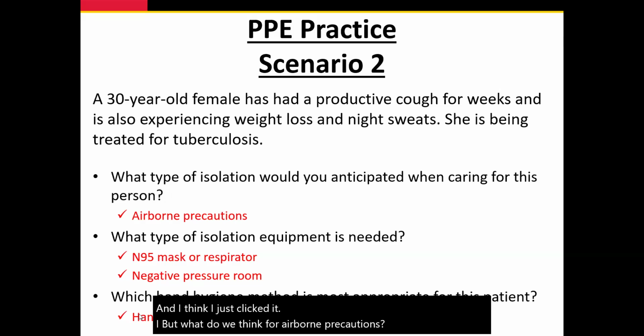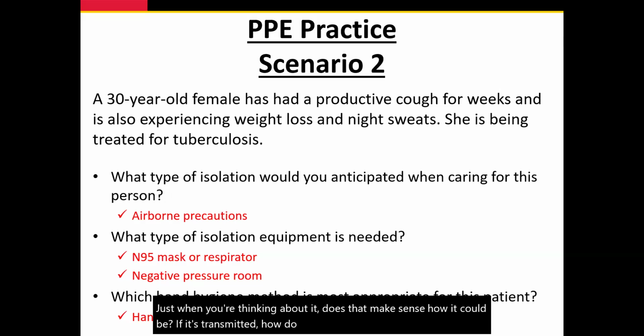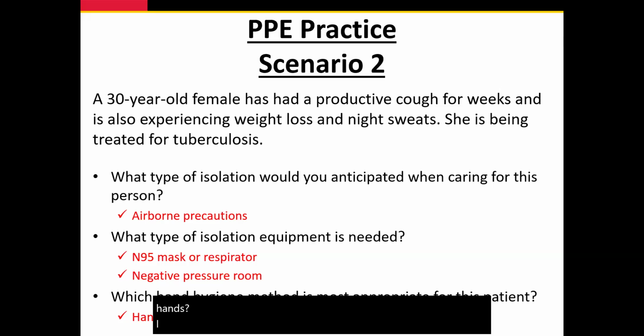Just when you're thinking about it, does that make sense? If it's transmitted, how do you have to protect your hands? I feel like I would use both, hand sanitizer and soap and water. You know, I don't disagree with you, because it's never wrong to use soap and water. It really isn't. And when in doubt, go ahead.